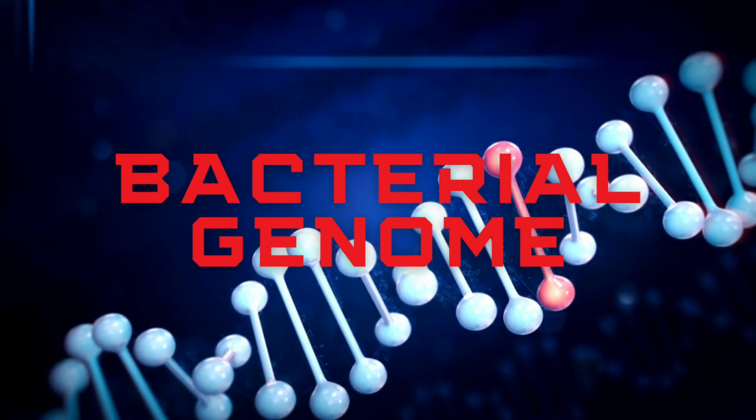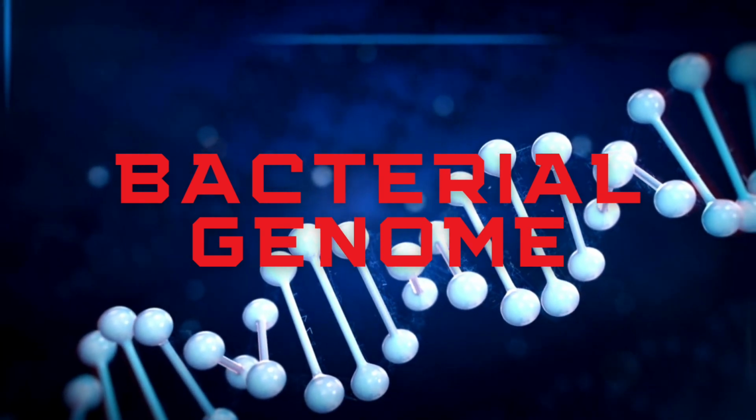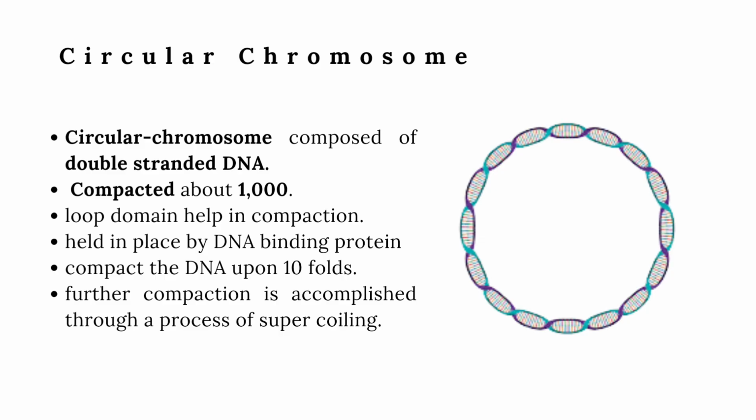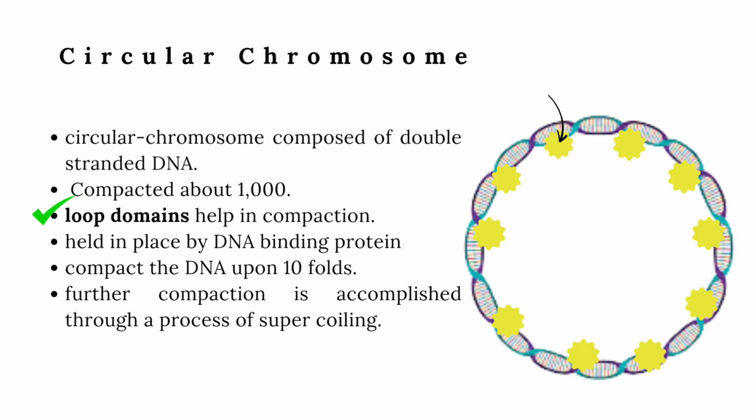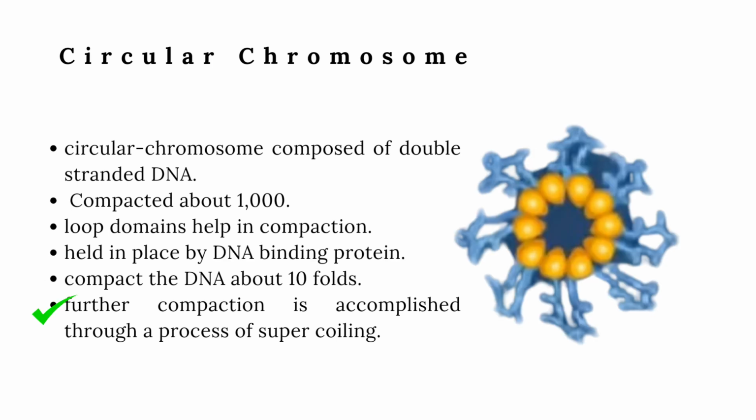At the end, the last and most important component is the bacterial genome. Bacterial genetic material typically consists of a single circular chromosome, composed of double-stranded DNA. Part of this compaction comes through the formation of loop domains, where segments of DNA are folded into loop-like structures that are held in place by DNA-binding proteins. Further compaction is accomplished through the process of supercoiling.